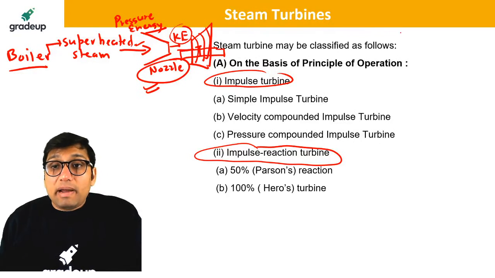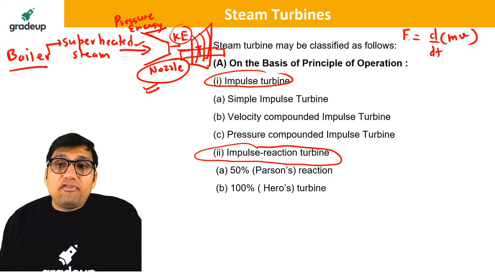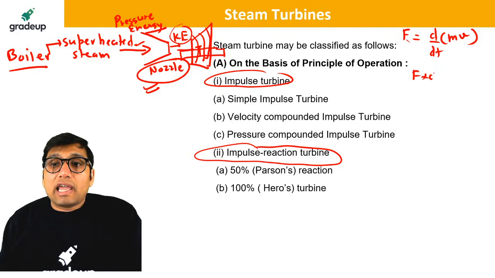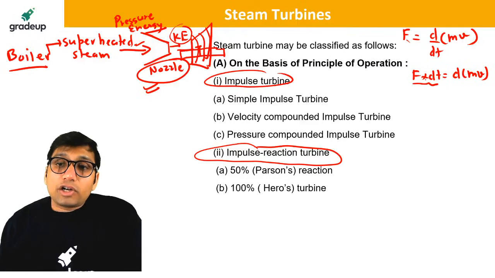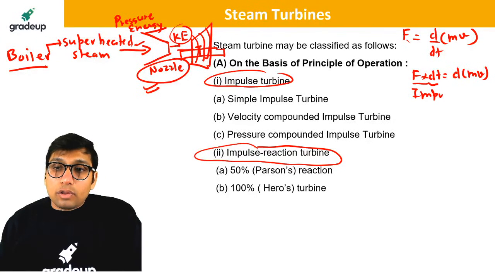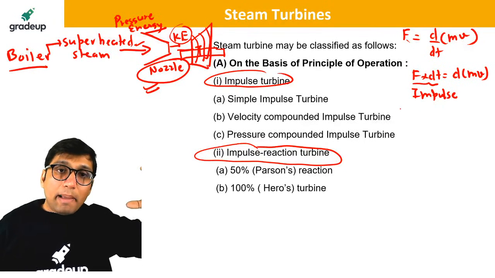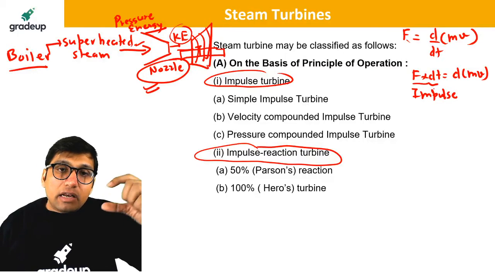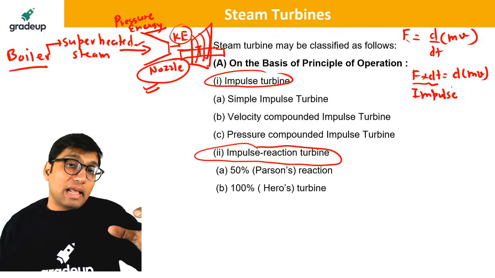As you know, by Newton's second law of motion, the force is equal to the rate of change of linear momentum. If you multiply this force with a small interval of time, dt, this will be equal to the change of linear momentum. This force multiplied by a very small interval of time is called impulse. So when the kinetic energy of the steam from the nozzle is imparted to the blades of the turbine, it will receive an impulse or it will receive a kinetic energy.